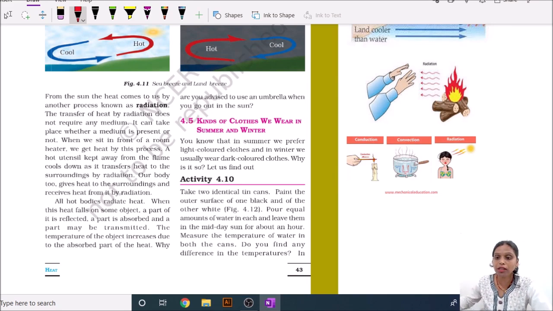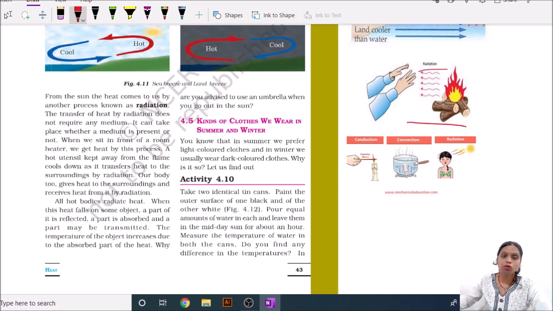you can see from this example that whenever you keep your hand at some distance from a fire, what do you feel? You will feel that your hand is warming. Why? Because it is the process of radiation.